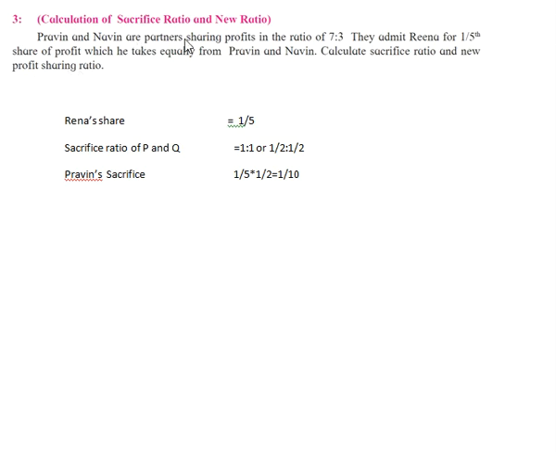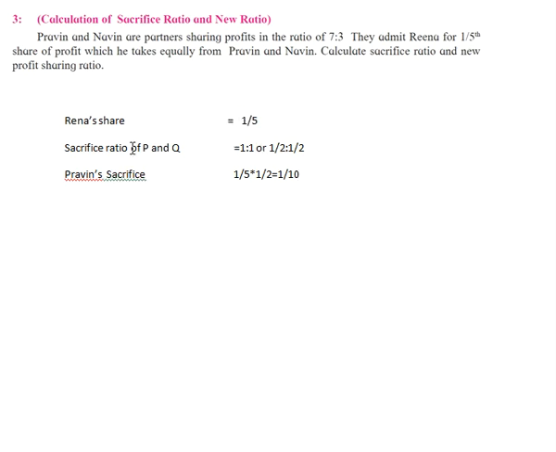So Praveen and Naveen are sharing profits in the ratio 7:3, and they admitted Reena for a 1/5 share of the profit. So we need to calculate the old profit sharing ratio, the new profit sharing ratio and the sacrifice ratio. Reena's share is the 1/5 portion.